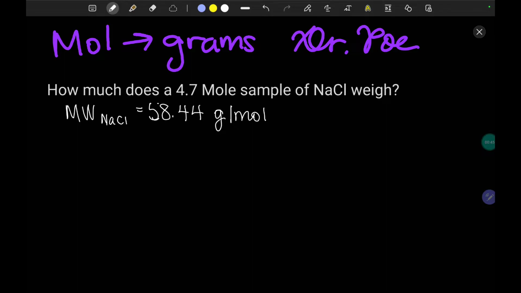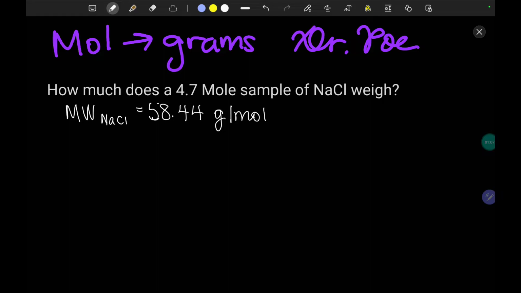So maybe I have a reaction happening and it's supposed to make 4.7 moles according to the balanced chemical equation, because the balanced chemical equation coefficients tell us moles, but I don't have a good way of measuring moles. But I do have a scale. So how can we relate these moles to the grams? Something that I could actually measure in a lab.